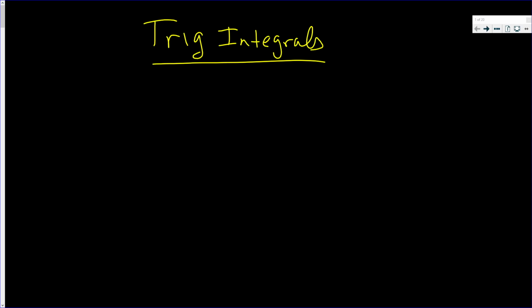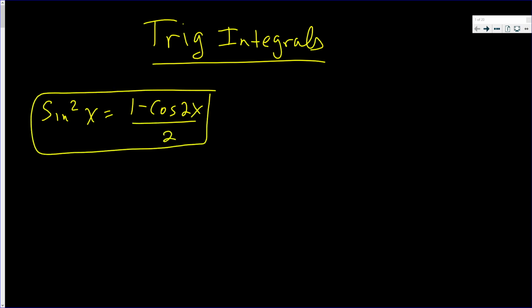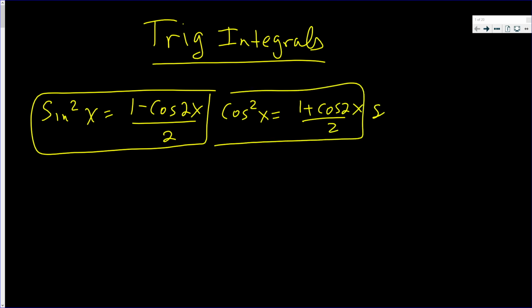In this video, we're going to solve a number of trig integrals. But first we need to have some identities to do so. For example, sine squared of x is (1 minus cosine of 2x) over 2. The cosine squared of x is (1 plus cosine of 2x) over 2, and the good old sine squared x plus cosine squared x equals 1.